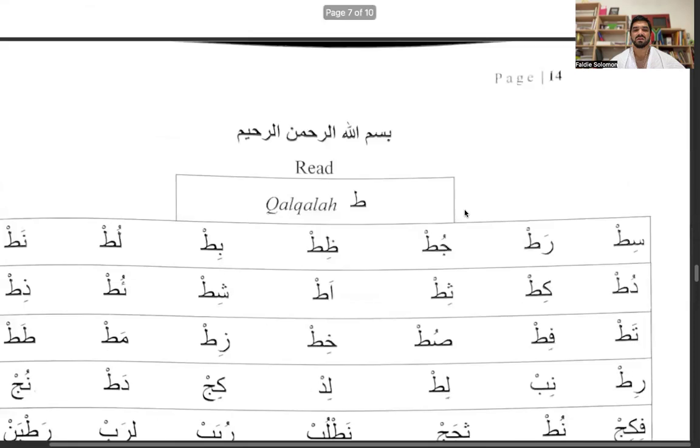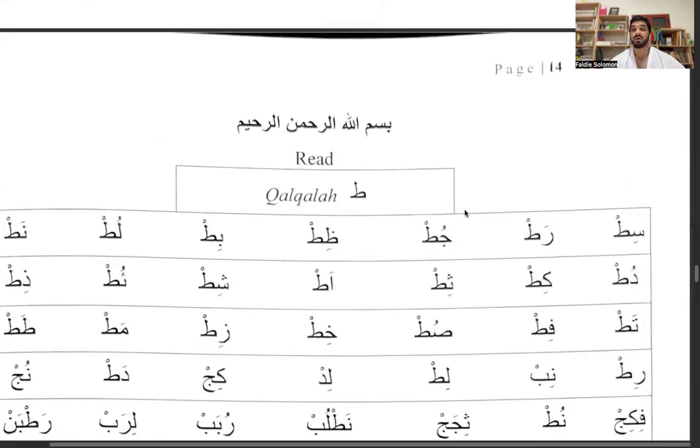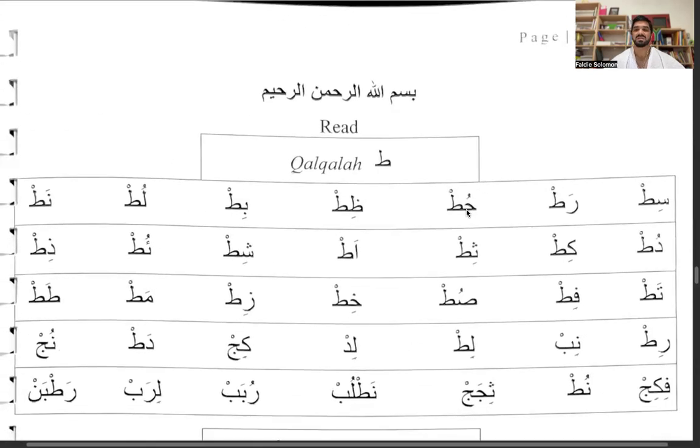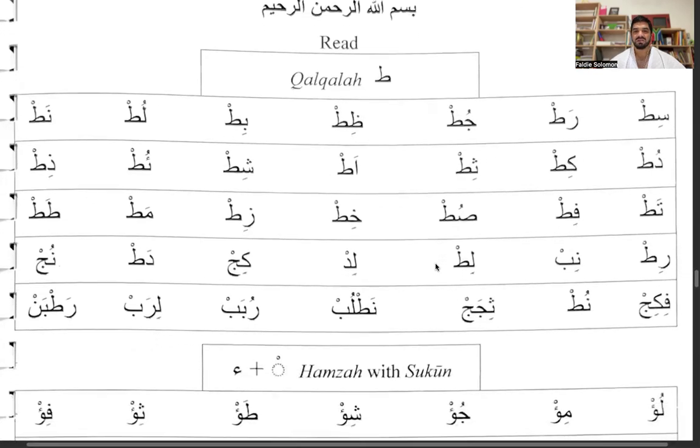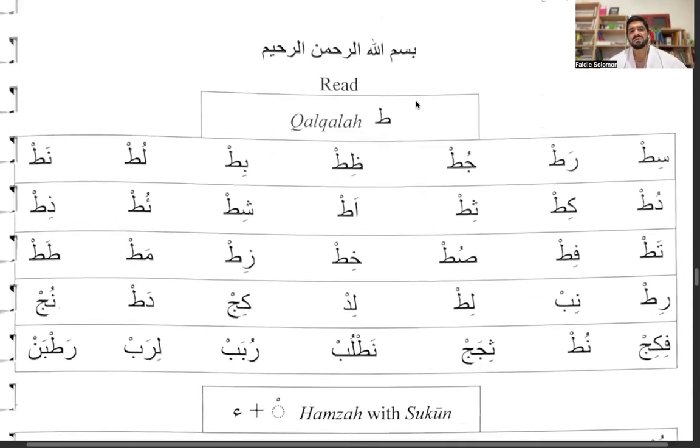So now we have four letters of Qalqalah: ta, ba, jim, and dal. We have one more to go, and that's the letter qaf. I think not in the next session, but the session after that, we will introduce the letter qaf, and that will mean we have completed all five letters of Qalqalah. The rule of Qalqalah is a tajweed rule: when a letter of Qalqalah gets a sukoon, we read it with a slight jerk, a slight echo.